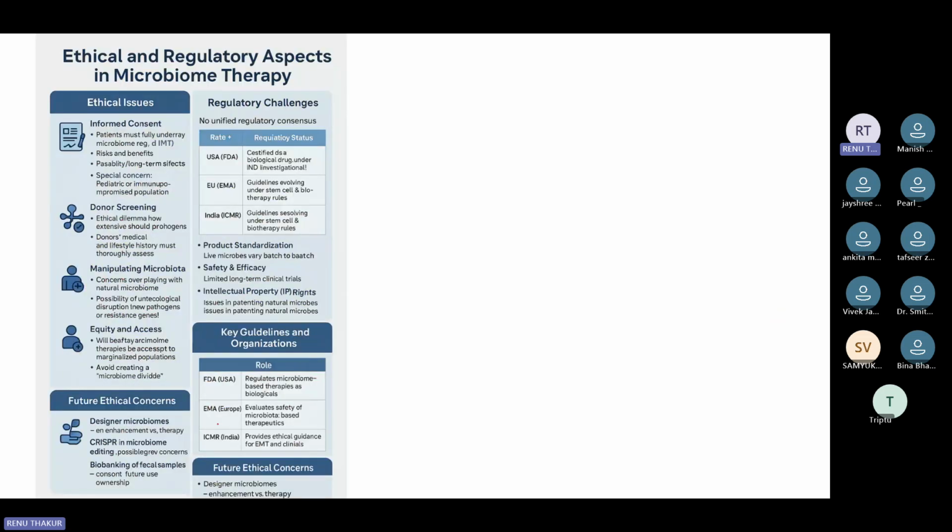Now these are all the summary of the ethical and regulatory aspects in microbiome therapy. There are so many things. We have to take informed consent, we have to remove the dilemma of choosing which donor, and if we are manipulating any microbiota, our aim should be that there is no secondary concern that may arise if it is left exposed into the environment. So we have to take care of proper disposal. All these are safety guidelines.